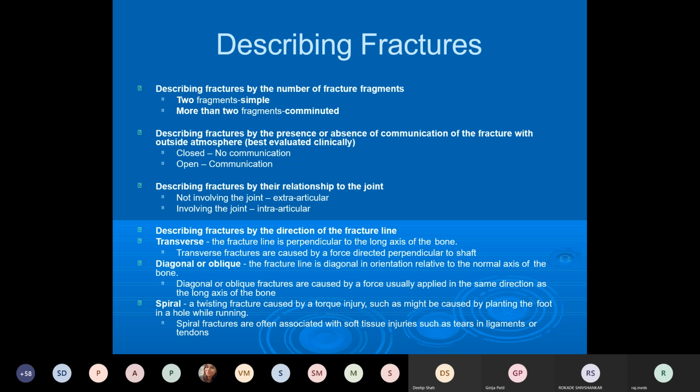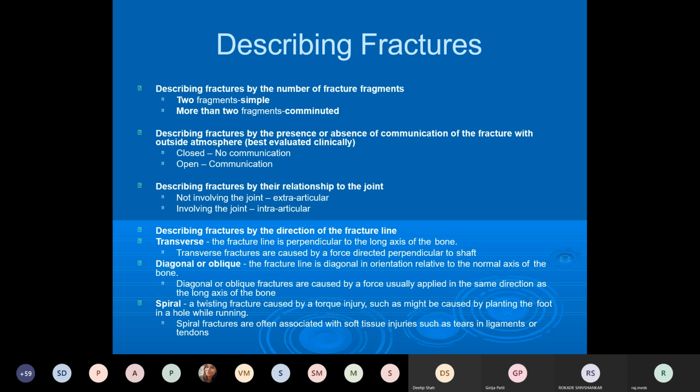So first you have to identify the fracture fragments, whether it is a simple fracture or a comminuted fracture, and whether it is a closed or open fracture, depending upon the communication of the fracture fragments with the outside atmosphere. Describing the fracture by its relationship to the joint: if the fracture line involves the joint, we call it an intra-articular fracture, and if it does not involve the joint, it is called an extra-articular fracture.